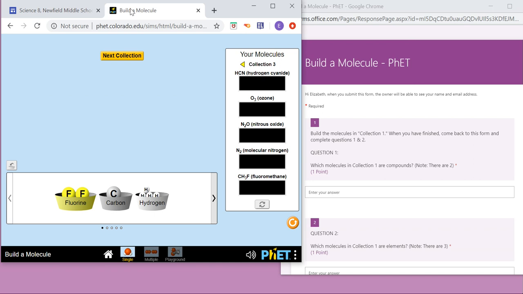Use the chemical formulas to build the molecules in your collection. HCN means one atom of hydrogen, carbon, and nitrogen. If you don't see the atoms you need, use the arrows to see other bins. O3 means 3 atoms of oxygen. N2O means 2 atoms of nitrogen and 1 atom of oxygen.